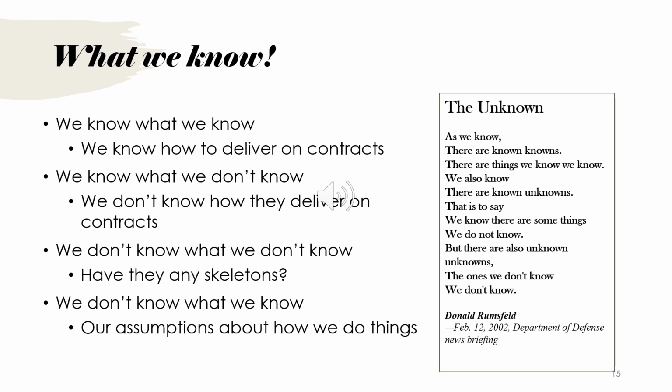But he's actually missed something there as well, which is we don't know what we know. And this is really about our core assumptions that we never question, a little bit like the path dependency point I made in a previous slide. And we often do things not questioning our own knowledge. So if we look at the left-hand side of the slide, I'll explain that a bit more for due diligence. We know what we know. So for instance, as an acquirer, we know how to deliver on contracts. That's what we do.